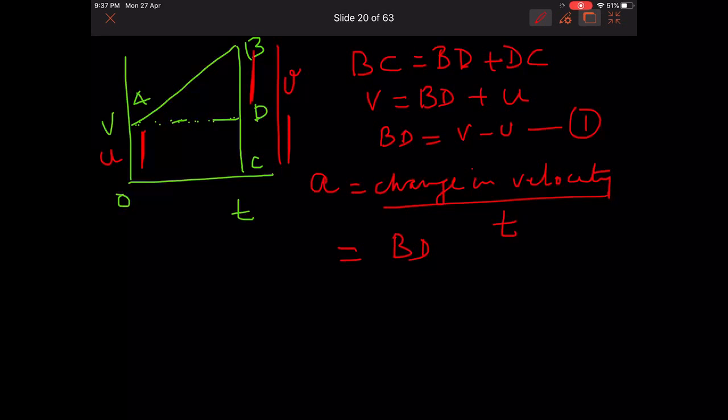BD is nothing but the final velocity, this BC, minus DC. If you subtract these two, you will get BD. So I can write the change in velocity as BD, right? So it will become BD upon T, which is equal to A, so this becomes my second equation. Now from the first equation and from the second equation, I will take out what is BD, okay?